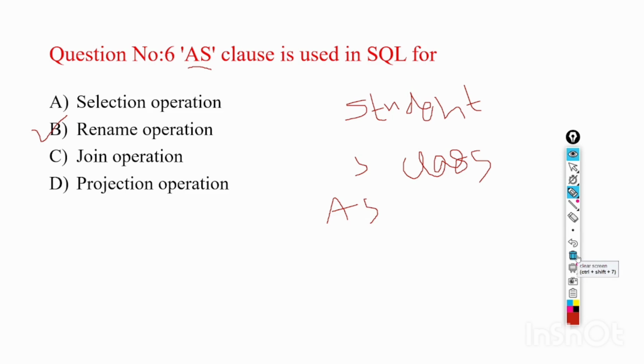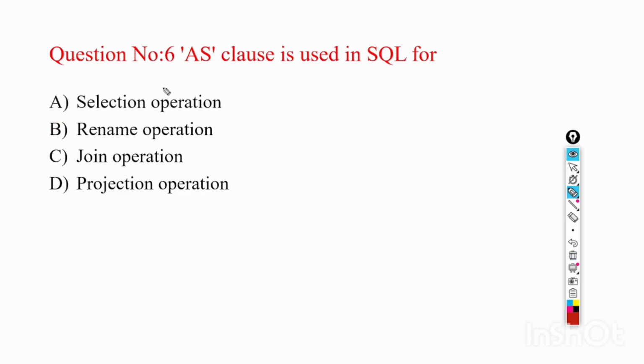For example, one table named student is there. If you want to change the table name student into class, then which clause do we need to use? We need to use the AS clause to rename the column, and you can rename the table also, but not permanently. Only on a temporary basis can we rename the table or column. Okay.